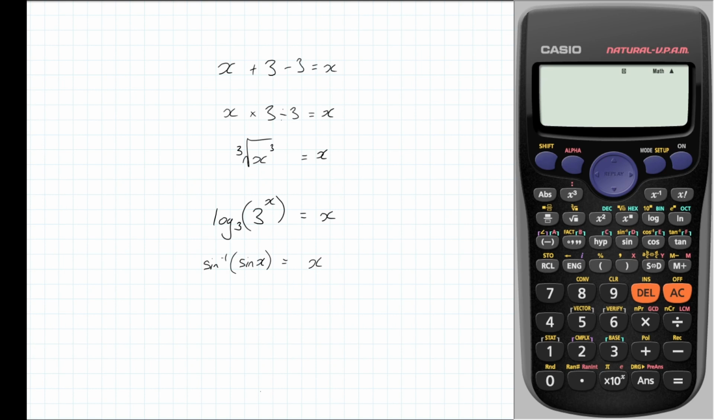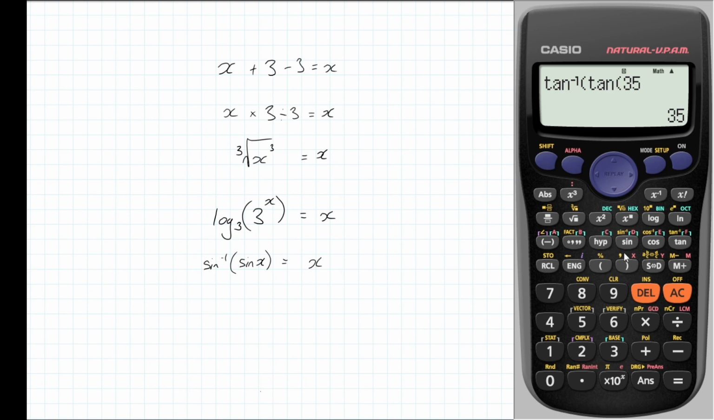So if I were to do 10 plus 3 minus 3, that gives me 10. If I do 10 to the power of 3, that gives me 1,000. But then if I cube root that, I get myself back to 10. If I were to do the log of an exponent of a number, it just gets me the number I started with. And if I do the inverse sine of a sine of a number, it just gets me back what I started with. Again, this works with all the functions. If you do the inverse of the function, it undoes it.